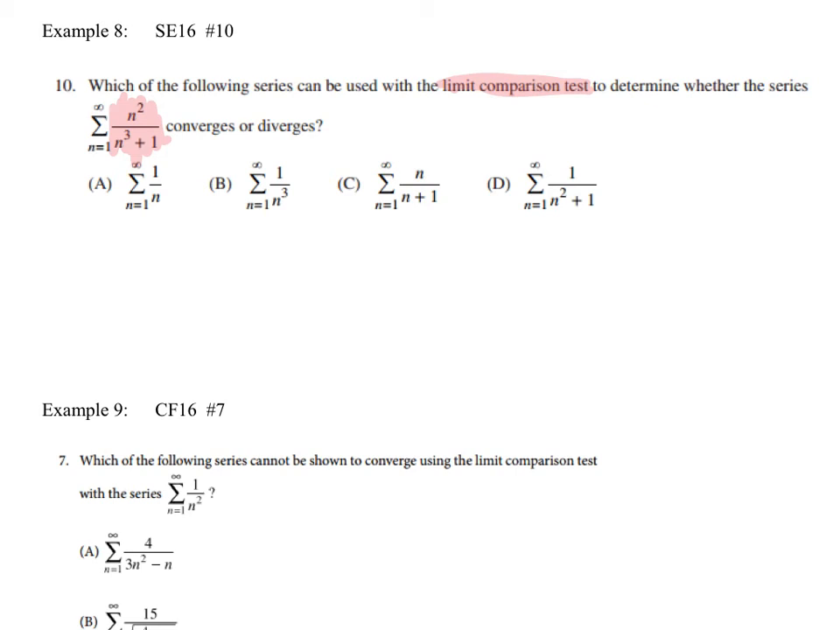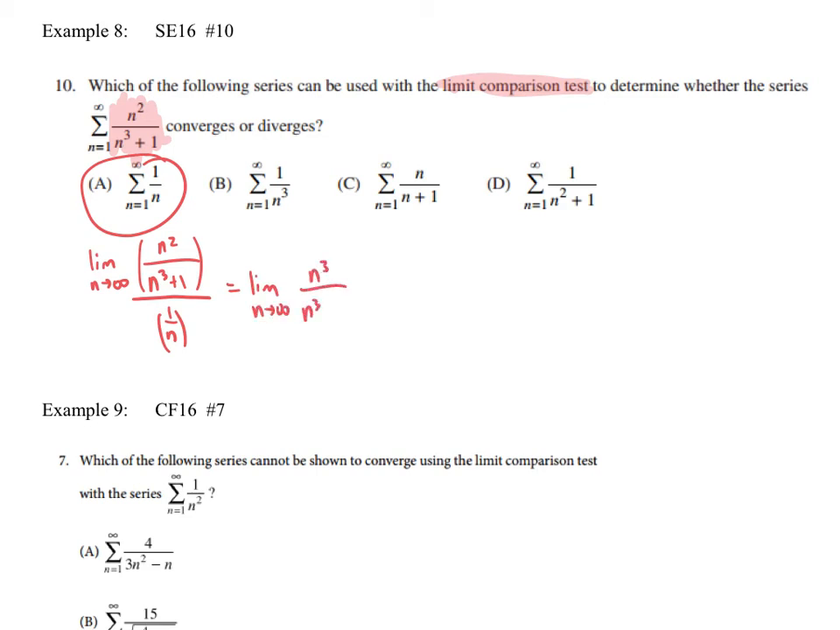And so you want to divide by something that will cause that to be true, and letter A will certainly do that. Letter A, if we were to take the limit as n goes to infinity of n squared over n cubed plus 1 divided by 1 over n, will give us the limit as n goes to infinity of n cubed over n cubed plus 1, and that's 1, which is greater than 0. So both of these will diverge because the one we're comparing it to is the harmonic.